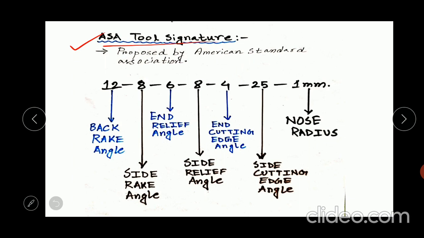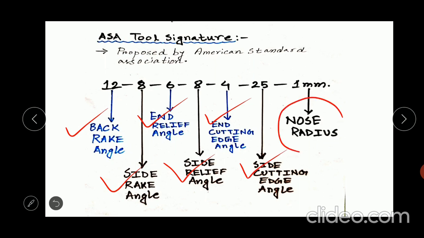You can see that here 6 different values are written, and you don't need to give the degree sign over there because it is predefined. Without the degree sign, it will obviously represent the value of the angles. And from start to end, you can see the angles are back rake angle, side rake angle, end relief angle, side relief angle, end cutting edge angle, side cutting edge angle, and the last one is nose radius.